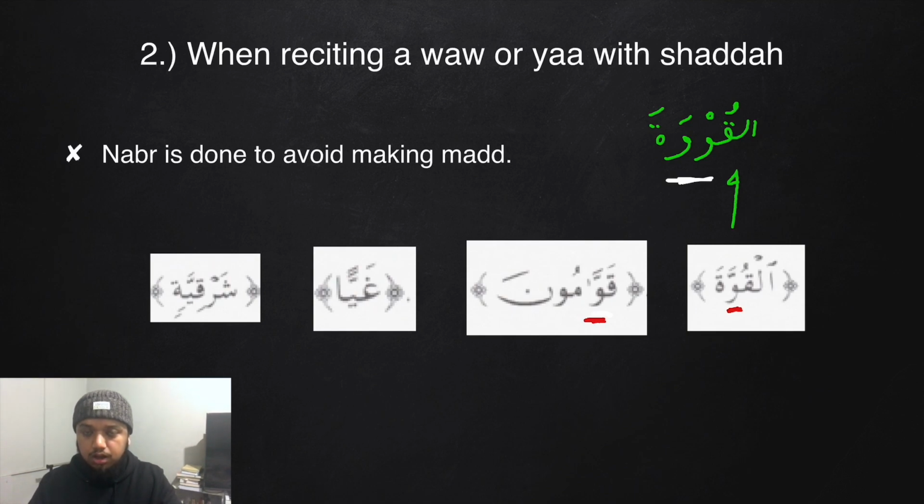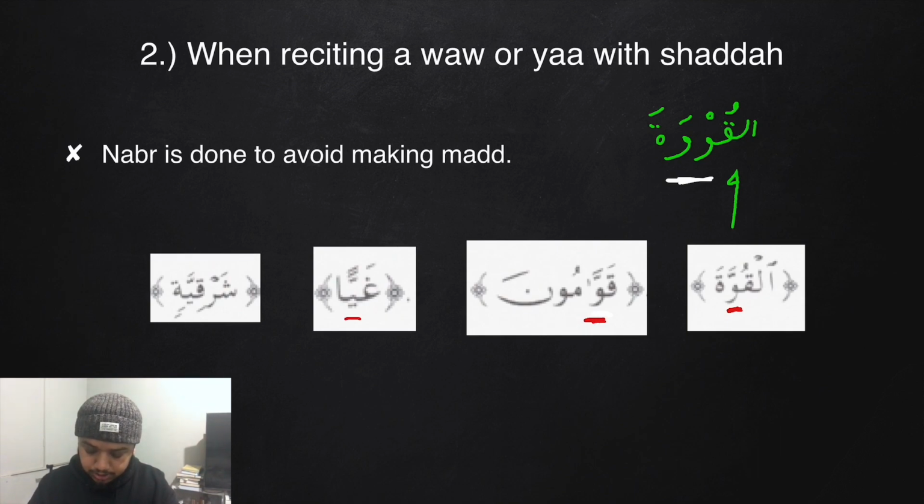For example, qawwamuna. Here I'm not doing nabr. Qawwamuna, I'm doing mad. But I must do nabr instead. Qawwamuna. I'm raising my voice ever so slightly in order to show that there are 2 letters. So condition number 2 for nabr is whenever we recite a waw or a ya with a shaddah.